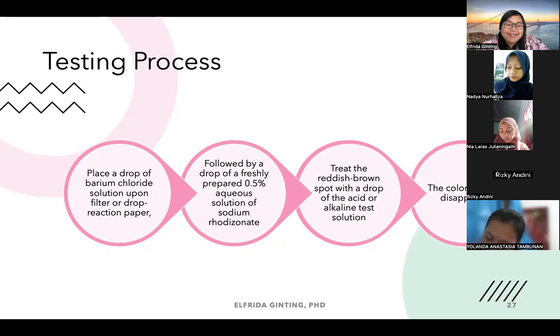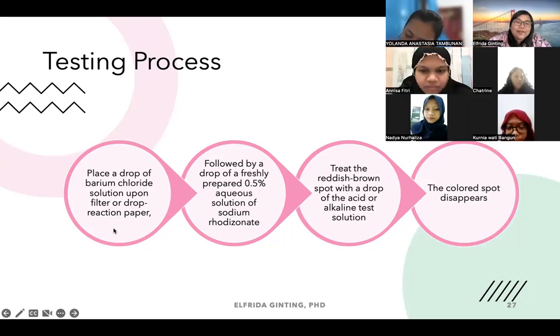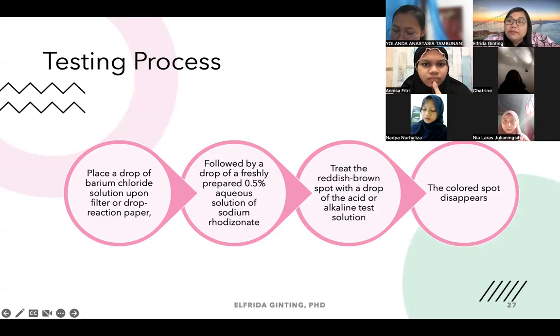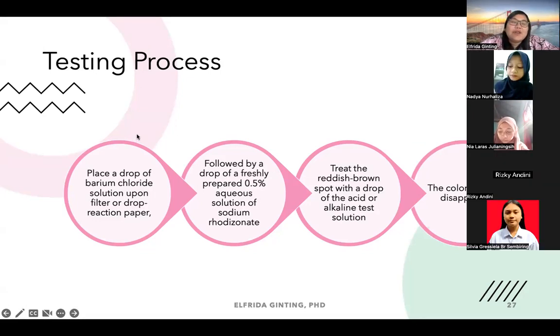Why does the spot disappear? Can you guys tell me why? We already discussed it. The disappearance of the spot is due to what? Due to the formation of barium sulfate, ma'am. Okay. So the spot disappears due to the formation of barium sulfate, because the color of barium sulfate is white.